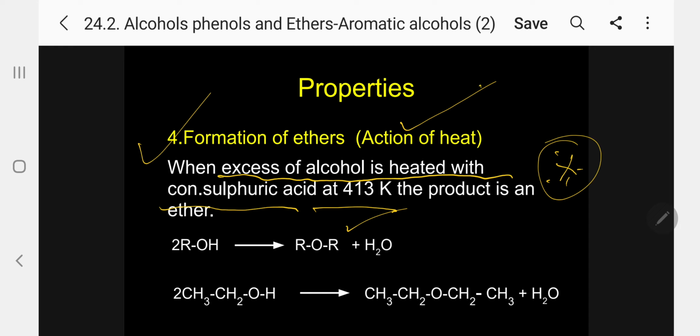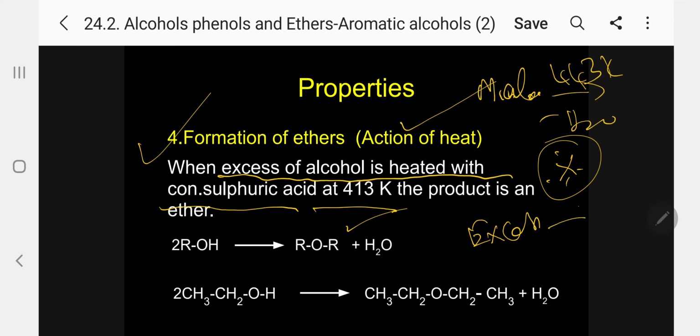Condition first one: minimum alcohol, but 443 Kelvin, high temperature, dehydration, removal of water, alkene. But in this case, excess alcohol, but temperature is lower, 413 Kelvin. If you heat again with sulfuric acid, the product is the corresponding ether. This is the important condition. So the general formula: 2 ROH giving ROR and H2O.